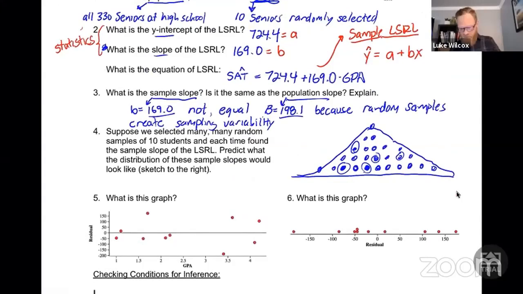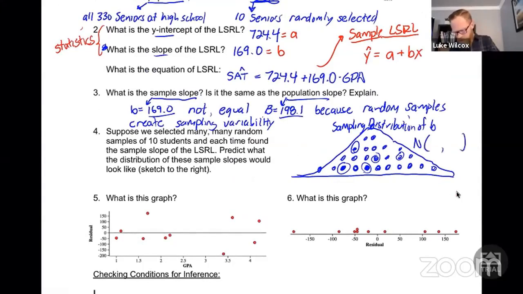And so what we have here is what we call the sampling distribution of b, the sample slopes, because each one of those dots represents a different value for the sample slope based on a different sample of 10 students. Now, I'm going to hope that that comes out as approximately normal. I can label that as capital N.